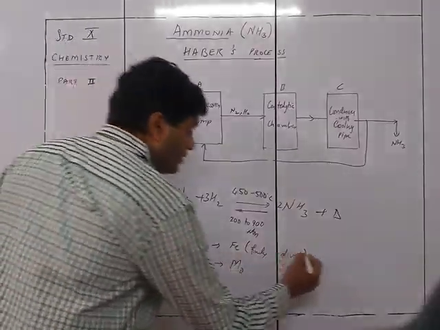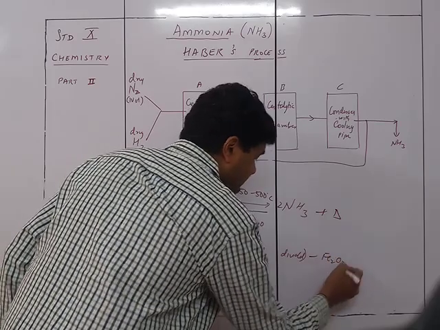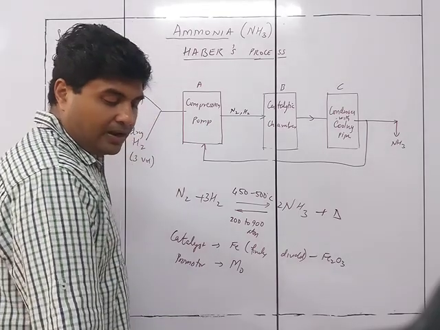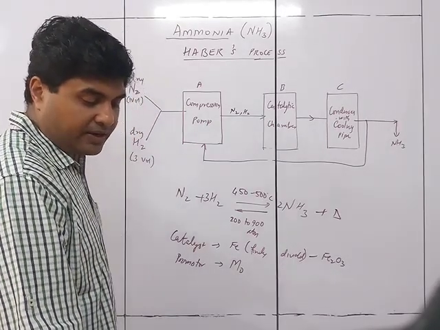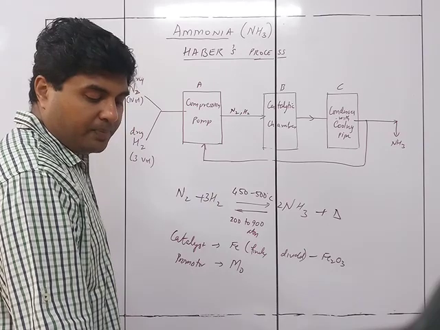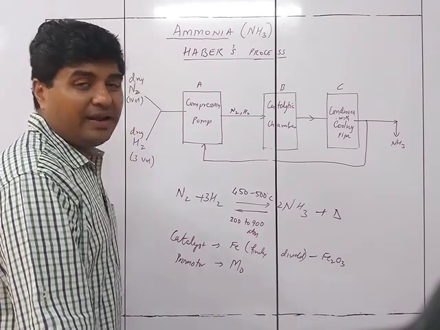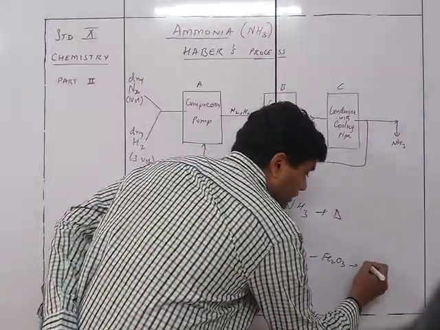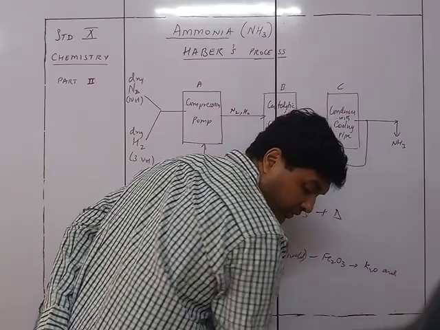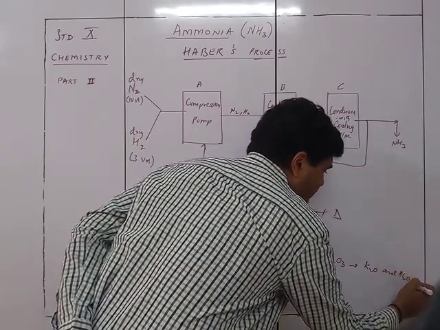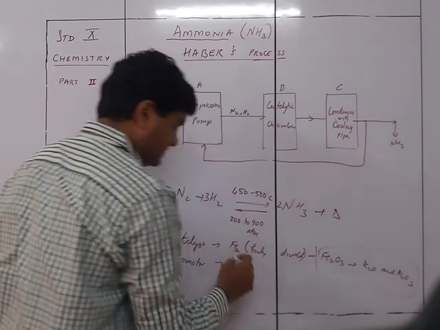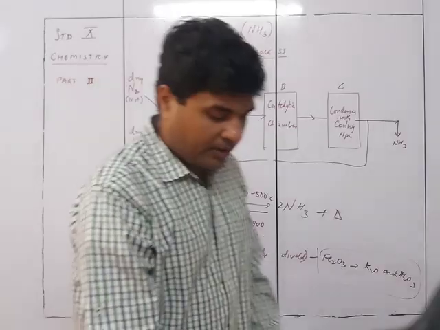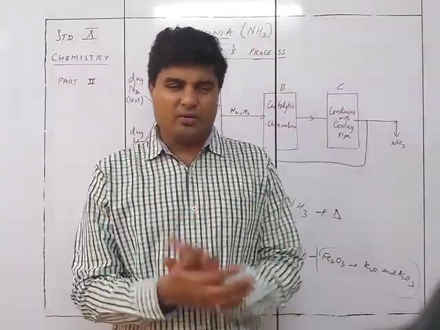The catalyst can also be iron oxide Fe2O3. Iron oxide Fe2O3 may also be used containing the promoter, about 1% K2O or Al2O3. So you can use this one with the promoter as K2O and some part of Al2O3. This is another option. The first option is taking the catalyst as finely divided iron and molybdenum as the promoter. You learn that only, that's sufficient.